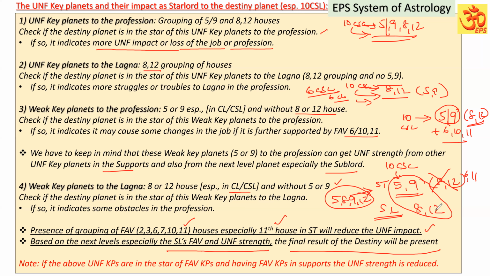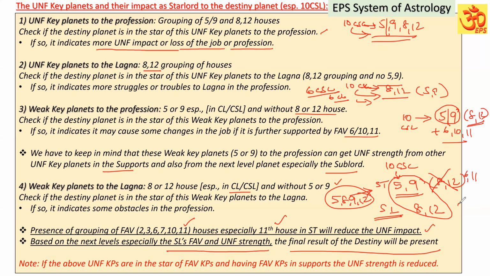Or if the sublord is favorable, the unfavorable star lord will get reduced. Whatever common steps we discussed in the analysis methodology, we have to keep in mind. So based on the next levels, especially the sublord's favorable and unfavorable strength, the final result of the destiny will be present. So I think we're able to understand.